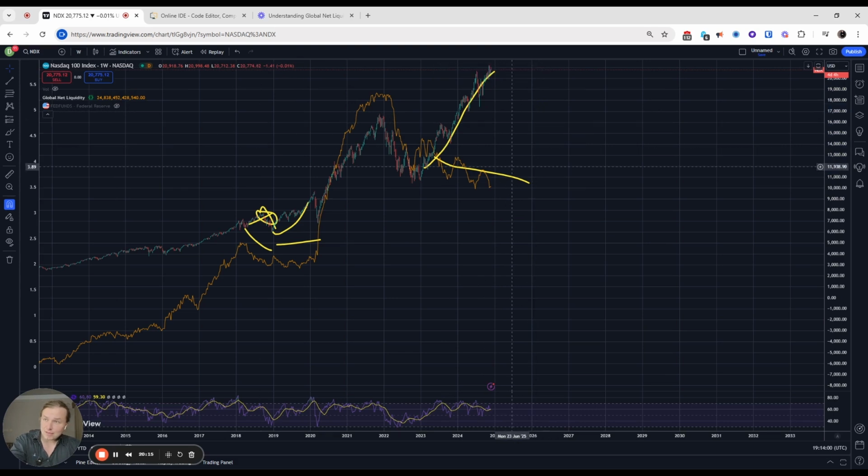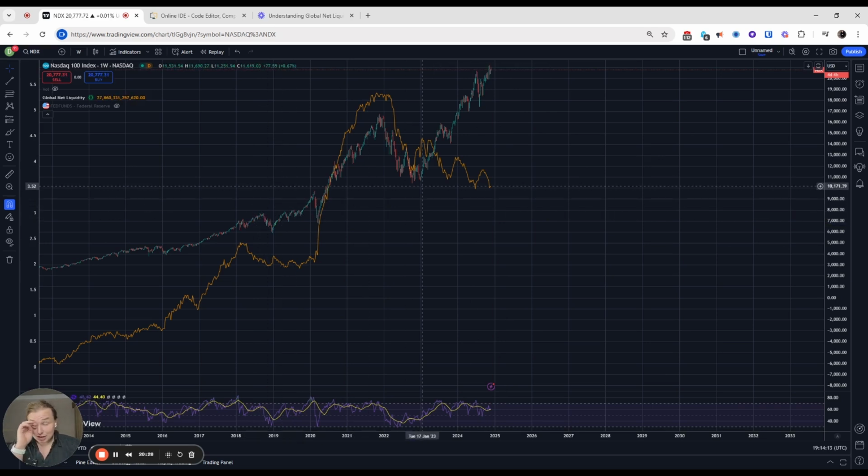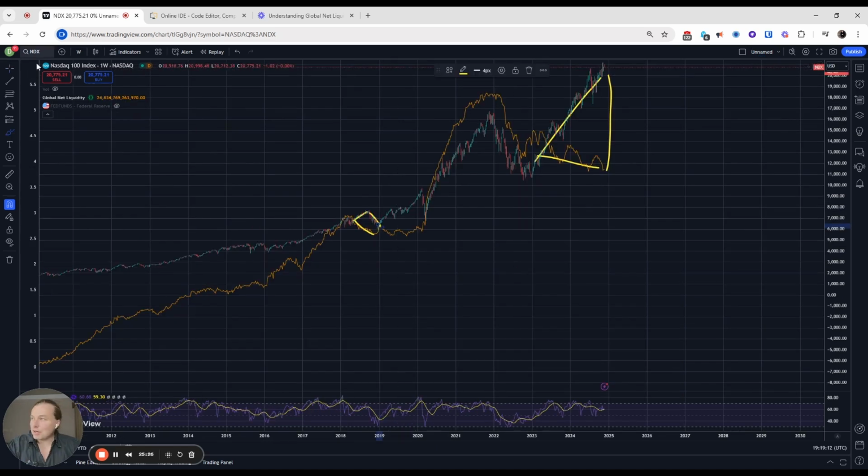Now, if I was going to be taking any bets that these two paths are going to meet again, that would mean either that total net liquidity needs to go up or the stock market needs to come down. Now, I'm not necessarily predicting a stock market crash anytime soon, but it's just something to be aware of. A lot of people predict that the central banks are going to be cutting interest rates over the next couple of months. And this might be the case.